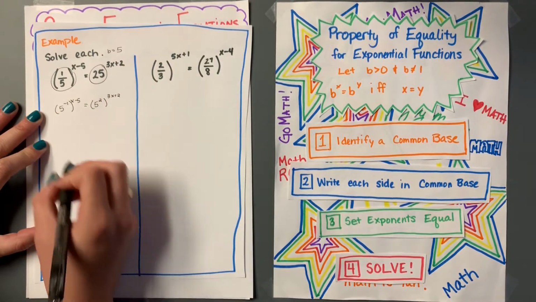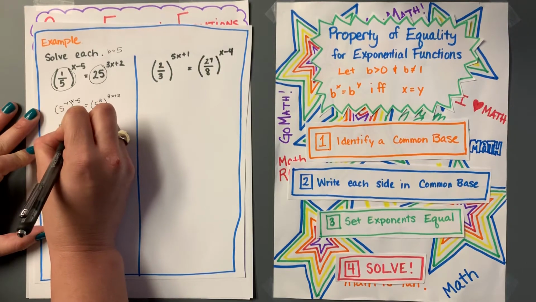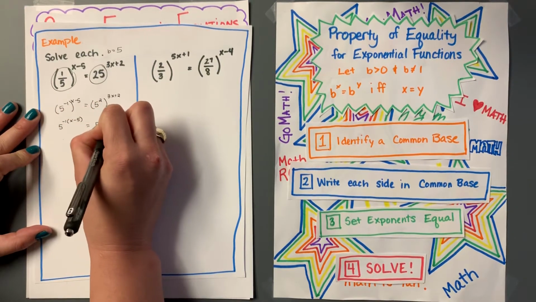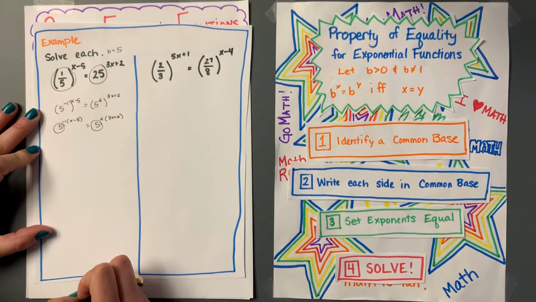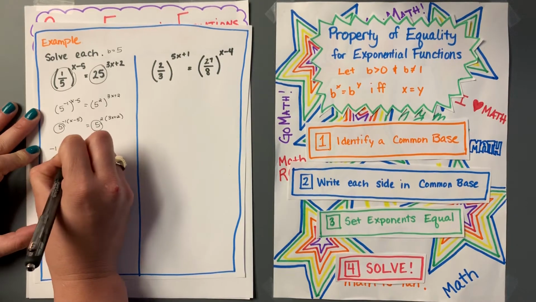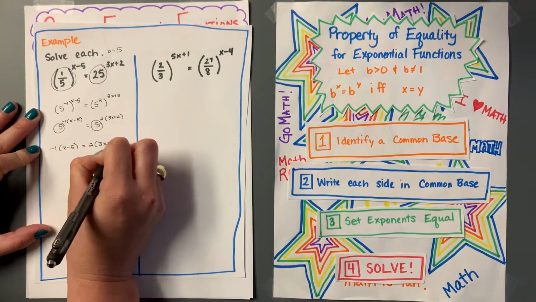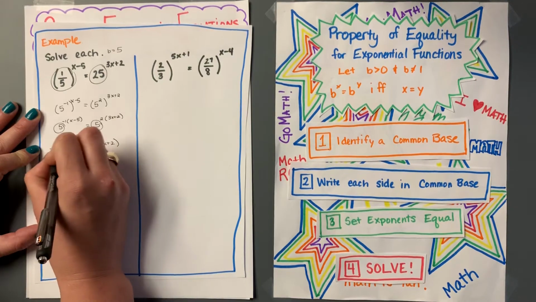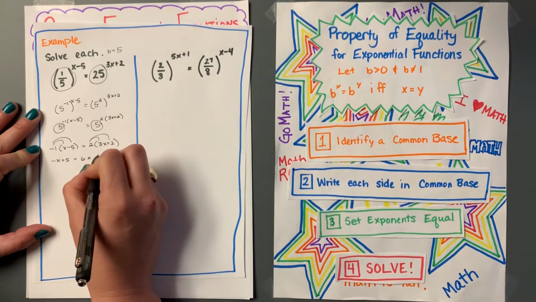And now I need to simplify this. So I have 5 raised to the negative 1 times x minus 5 is equal to 5 raised to the 2 times 3x plus 2. My bases are the same, so I'm ready to set the exponents equal. Negative 1 times x minus 5 is equal to 2 times 3x plus 2. Negative x plus 5 is equal, so I'm distributing in on both sides, to 6x plus 4.